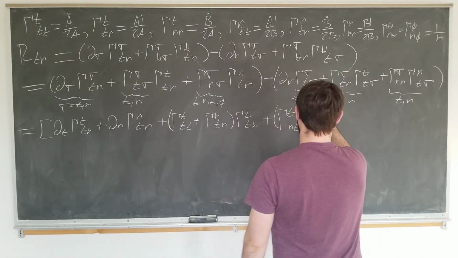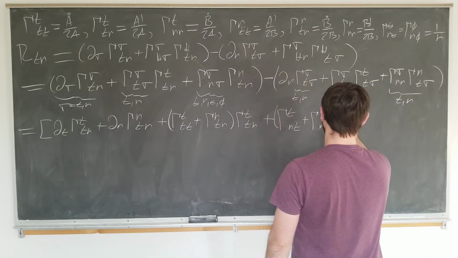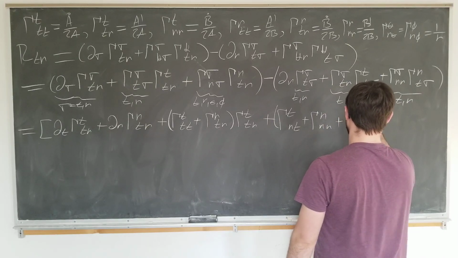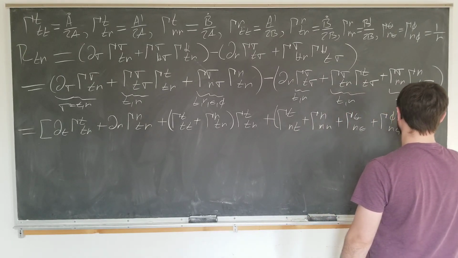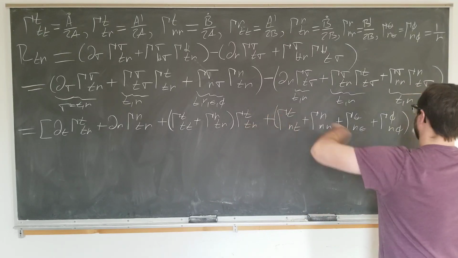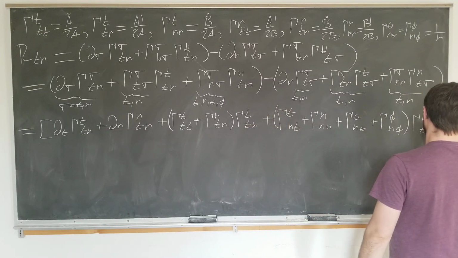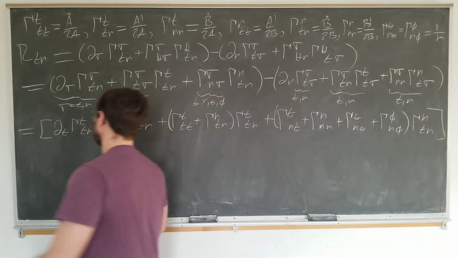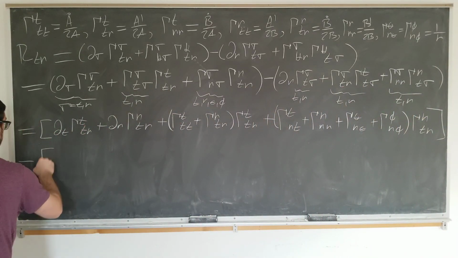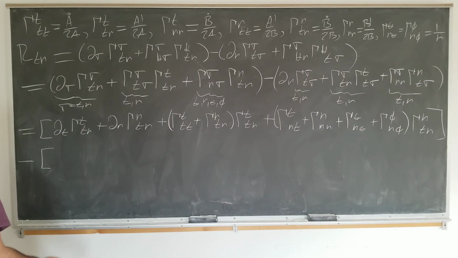TRT plus RRR plus theta R theta plus phi R phi, all multiplying RTR. And now we're going to subtract off a bunch of terms. Minus. What are we subtracting?